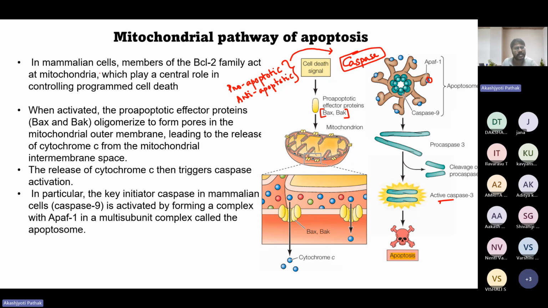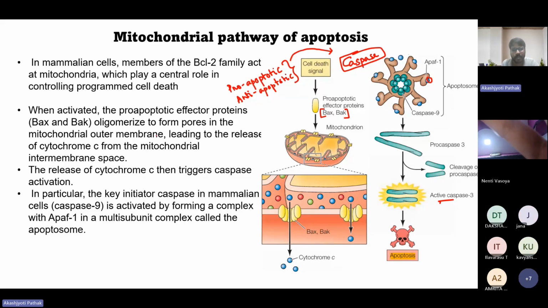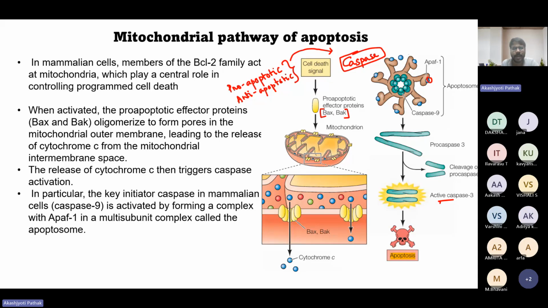Let's look at the steps one by one. In mammalian cells, members of the BCL2 family act at mitochondria, which play a central role in controlling programmed cell death. When activated, the pro-apoptotic effector proteins Bax and Bak oligomerize to form pores in the mitochondrial outer membrane. Once the signal is received, Bax and Bak form an oligomeric complex on the mitochondrial outer membrane, and this leads to the release of cytochrome c from the mitochondrial intermembrane space. Then, once cytochrome c is released into the cytosol, what happens? The key initiator caspase in mammalian cells... there is an initiator caspase and then there are effector caspases.